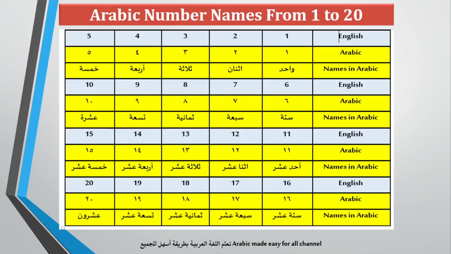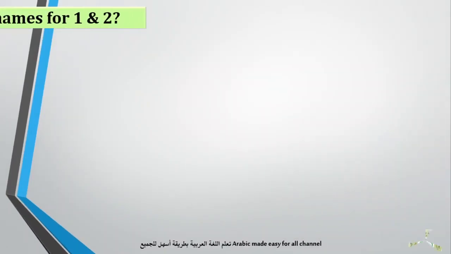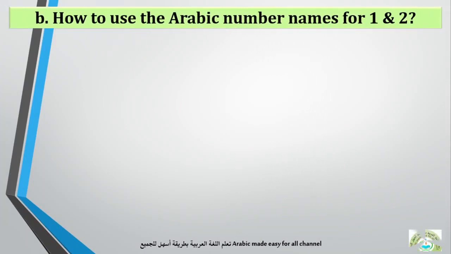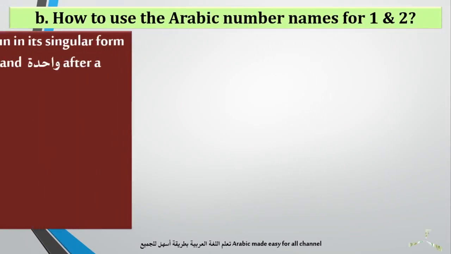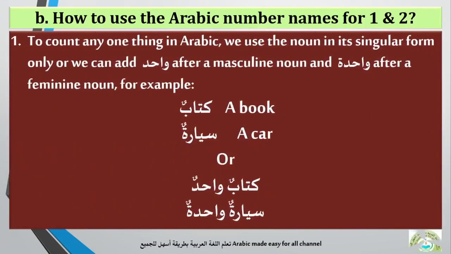Friends, now we learn how to use the Arabic number names for 1 and 2. It is to be noted here that in Arabic the number names follow different rules for 1 and 2, for 3 to 10, for 11 and 12, and the rest. So the rules are a little different, and I have classified all the parts into different classifications. So first we'll learn how to use the number name for 1 and 2.